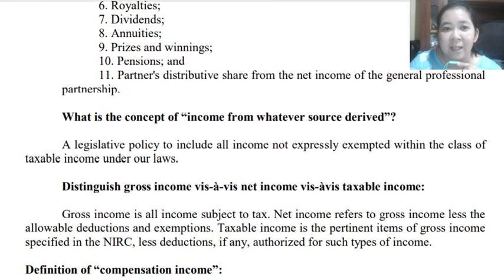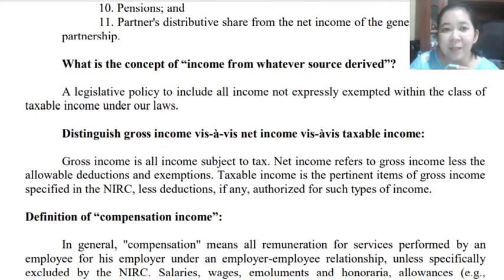So what is the concept of income from whatever source? What do we mean by this phrase, income from whatever source derived? This is a legislative policy to include all income not expressly exempted within the class of taxable income under our laws. Meaning, if that income is not subject to exemption, then that should be included in your taxable income.